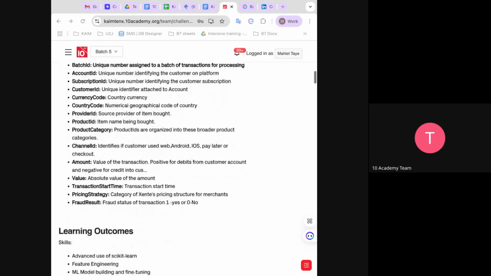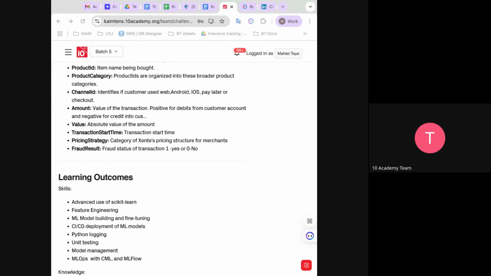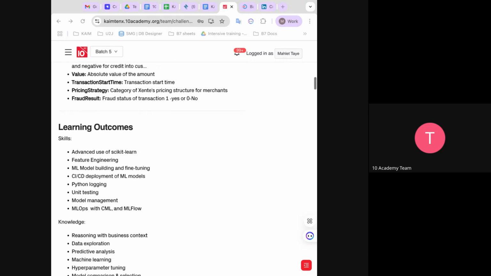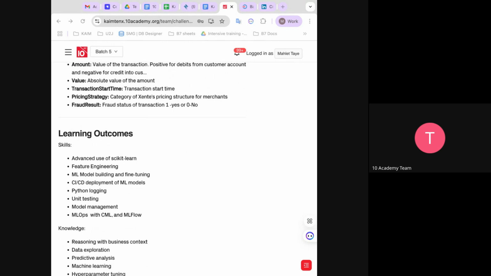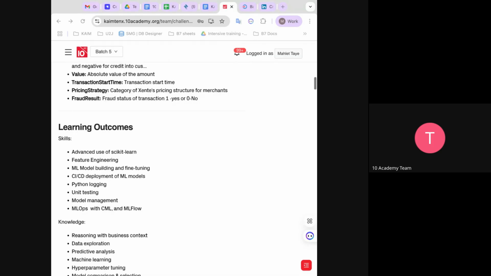So what would be the learning outcome? You will learn advanced use of scikit-learn, feature engineering, model building, CI/CD, class Python, in addition to logging and other essential parts of the concepts. And you will have MLOps, which is continuous machine learning, and MLflow, which is the model tracking one. So you will have that in addition to what you have.